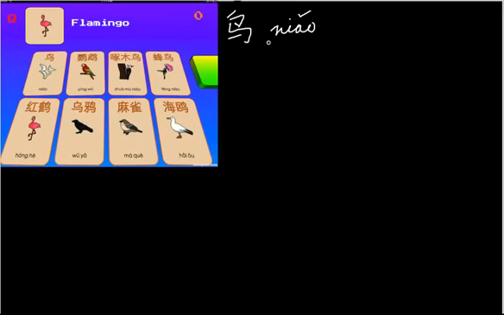Okay, today's lesson is on the radical niao, which means bird. Niao is written here, and you write it by doing a stroke like this. That's two strokes, and then the third stroke, and the fourth stroke, and fifth stroke, and that's niao.